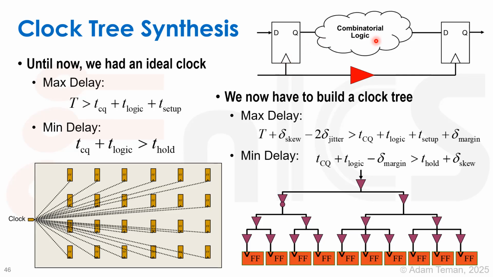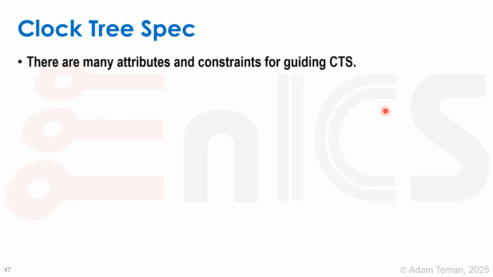So we have our TCQ and our T logic. Now we have to take in our margin as well. And we have our hold, but in addition, on the capture clock we have this skew. And that's why this part of the equation can become bigger than that part of the equation. So we have to check hold after we build a clock tree. We usually don't have to check it before, because usually the TCQ and T logic will be larger than our T hold. So in order to define our clock, we are going to create a clock tree spec.